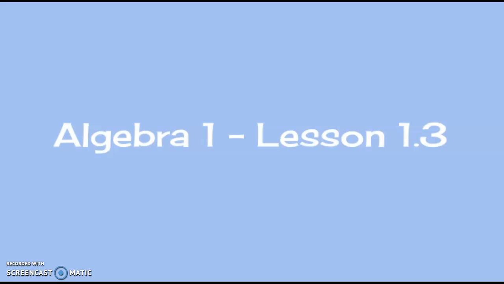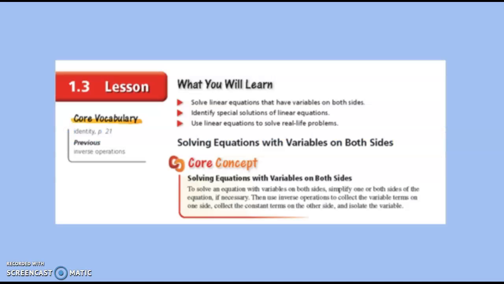Hello everyone, today we are going to be going over lesson 1.3 in the Algebra 1 A Common Core Curriculum textbook. In this lesson, we are going to be learning to solve linear equations that have variables on both sides and identify special solutions of those linear equations, as well as use these linear equations to solve real-life problems.